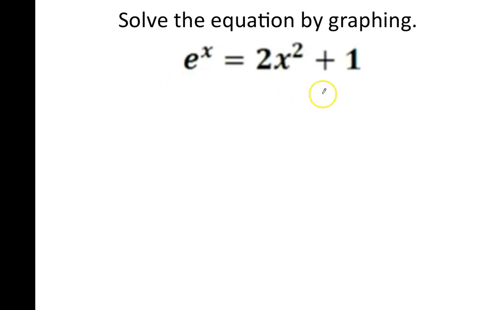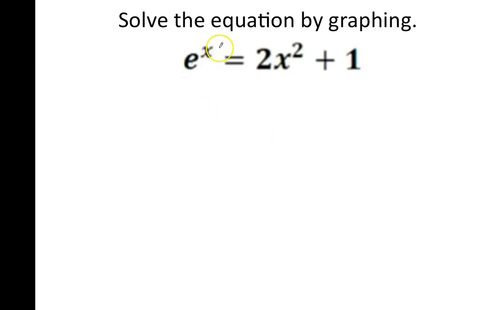So if you want to solve an exponential equation by graphing, really what are we asking when we're solving an equation like this? We're asking what would x have to be for these two sides of the equation to equal one another.